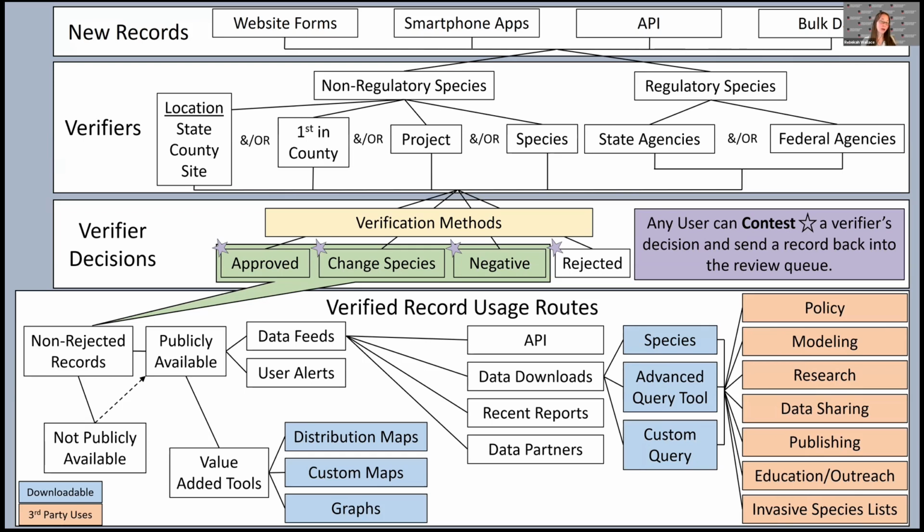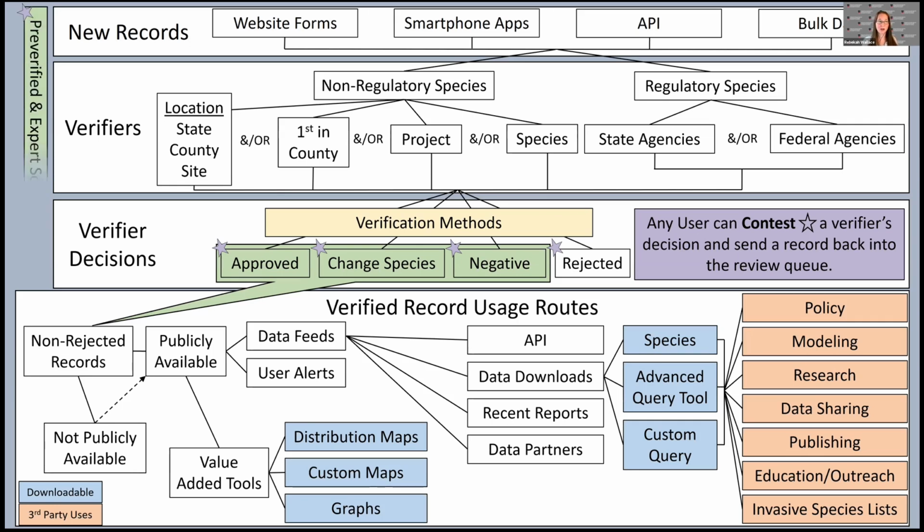In research, we work with a lot of researchers who use the data. People view this as a way to share data if they need to do so. People can use us as a way to say they've published specifically their data. A lot of people use us, especially the maps, for education and outreach materials, and also to inform invasive species lists, either in creation or in revision.